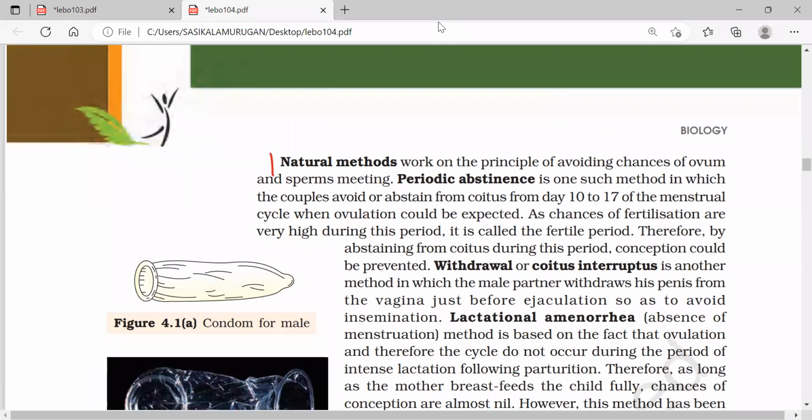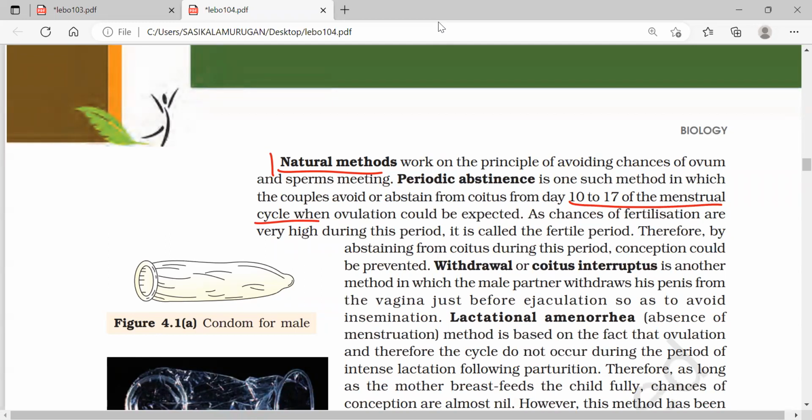The first one is natural methods. They work on the principle of avoiding the chances of ovum and sperms meeting. Periodic abstinence is one such method, in which the couples abstain from coitus from day 10 to 17 of the menstrual cycle. What happens during this time period? Between these days, ovulation takes place. So when the ovum is released, at the time of coitus, the sperms are also released into the uterus. When they meet together, there is a chance for fertilization, right?